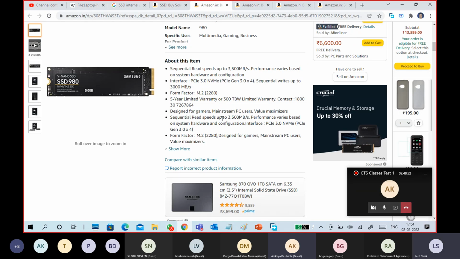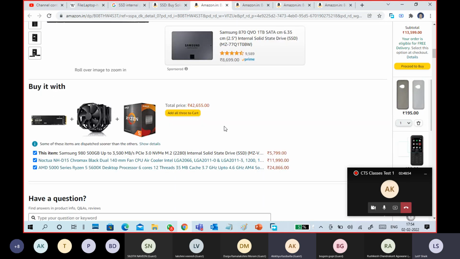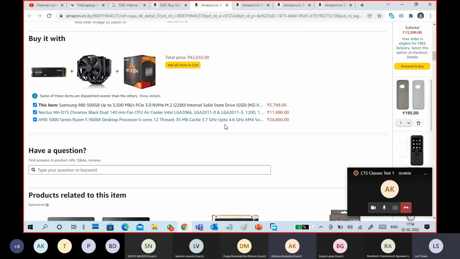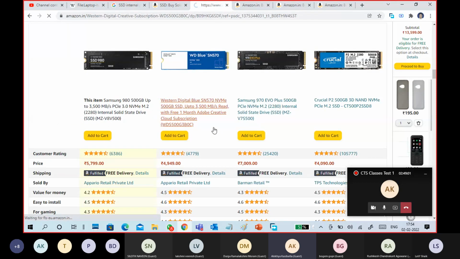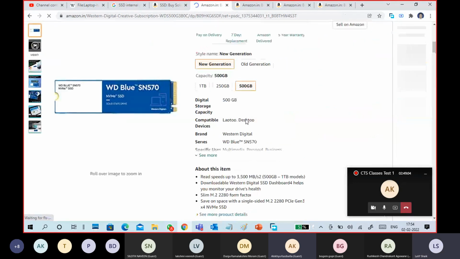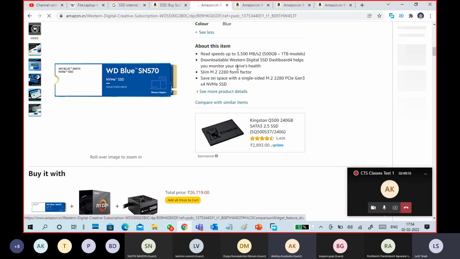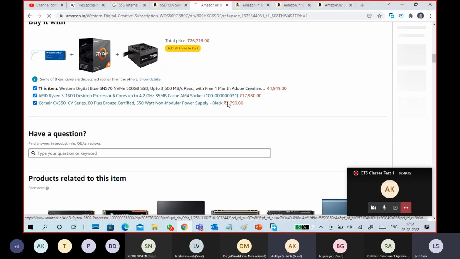Only read speed is showing, but write speed is not showing. So I will go to another model. That's easy. Okay, anything. So why is this taking too much time for me? I'm not okay today.